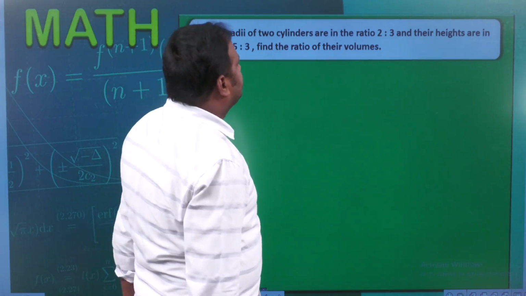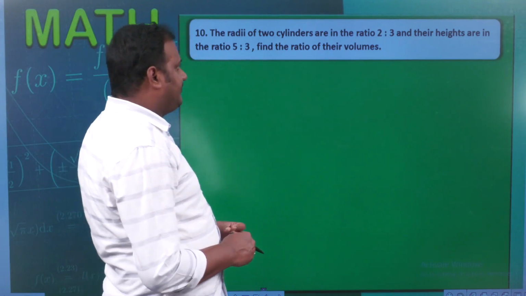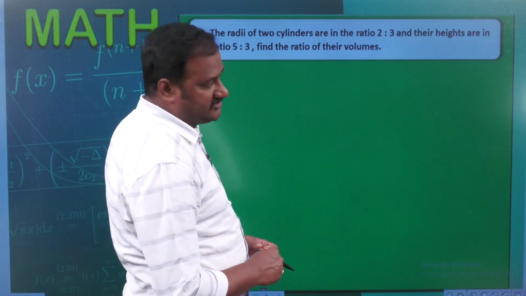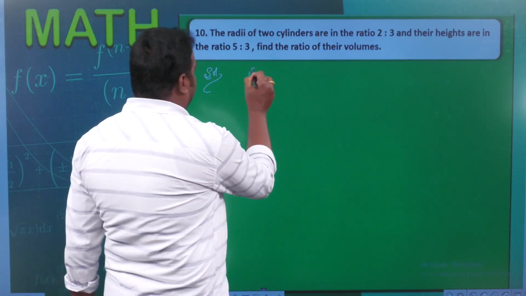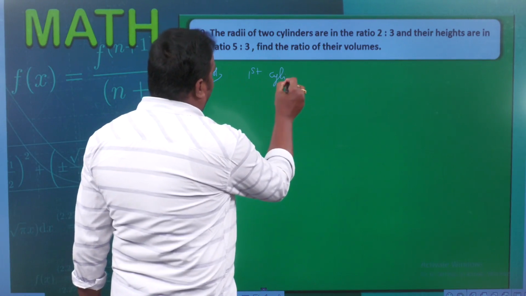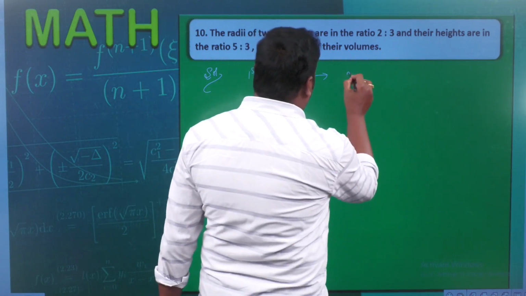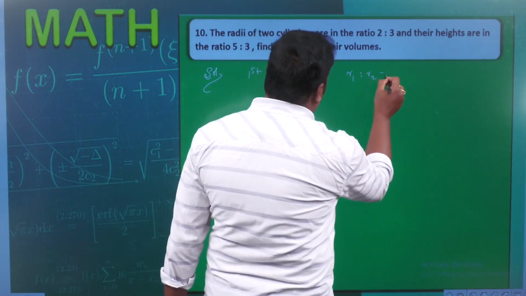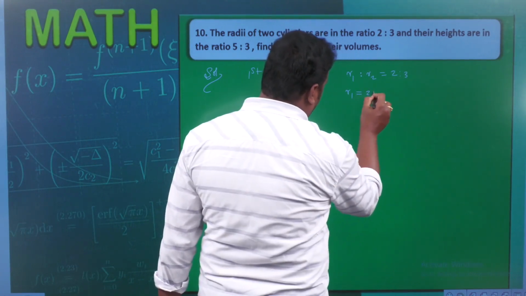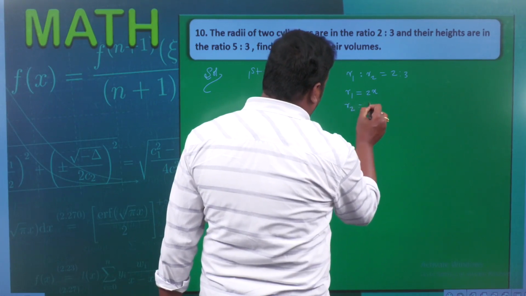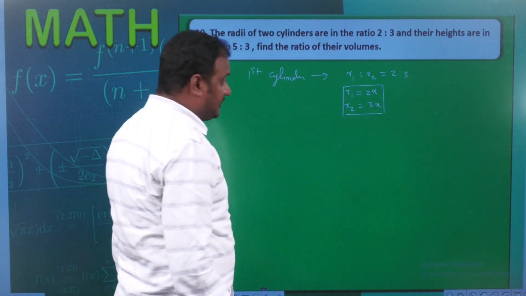The radii of two cylinders are in the ratio 2:3 and their heights are in the ratio 5:3. Then find the ratio of their volumes. Okay. So let us suppose this is the first cylinder. For the first cylinder, ratio of radii, for example, R1 is to R2 is equal to 2:3. So R1 is to R2 equal to 2:3. I am going to take R1 is equal to 2x and R2 is equal to 3x. Okay. So this is what is the ratio between their radii.